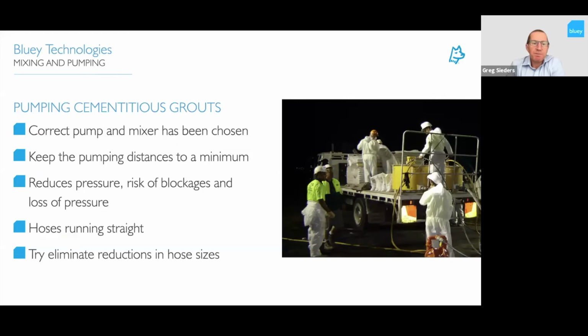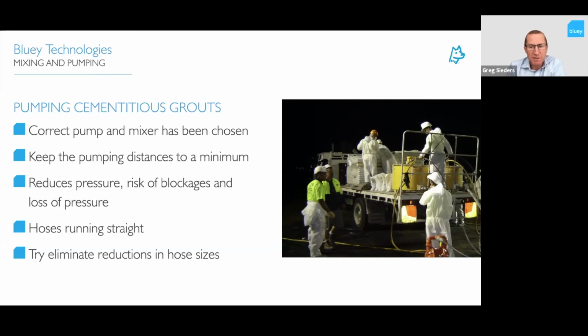With the pump, the correct pump for your product must be chosen. No point using a piston pump if you've got a grout with an aggregate in there. So choosing this is critical. Keep the pumping distance to a minimum. If you don't have to pump 100 metres to get to the location, keep it down to as low as possible. This will reduce your pressures, your risk of blockages, and also any loss of pressure over that distance.